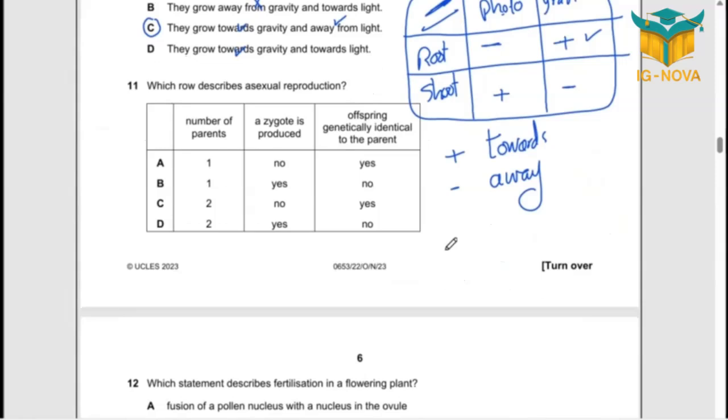Asexual reproduction, meaning one parent, no gametes. So number of parents is 1. No zygote, no embryo, nothing, okay? Zygote produced, none. And the offspring are genetically identical to their parents. So option A is correct.